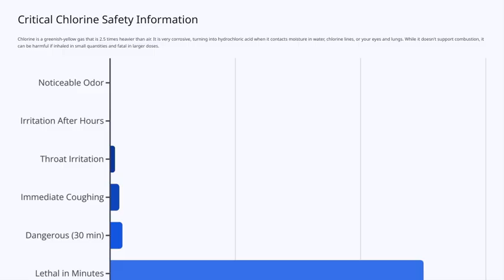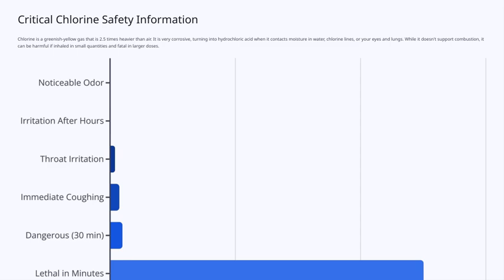That's what makes it so dangerous. Now, while chlorine doesn't support combustion, it can still pose serious health risks. In small amounts, inhaling chlorine might cause irritation, but larger doses can be fatal. That's why safety is absolutely paramount when handling this substance.